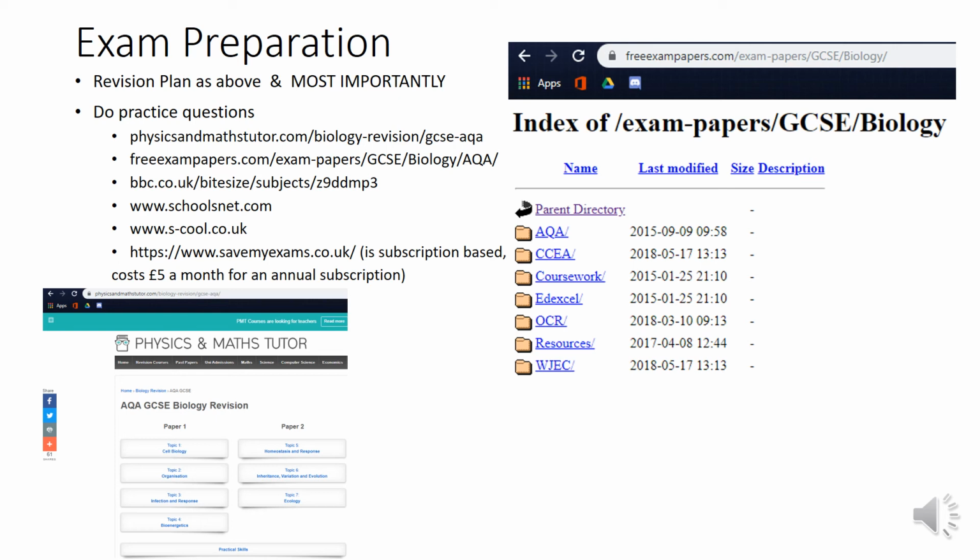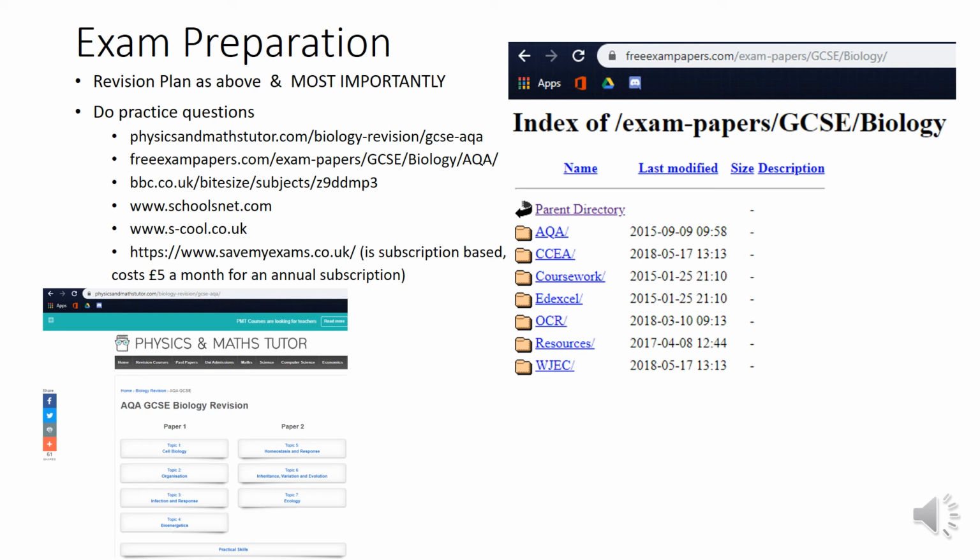Another amazing website is Physics and Maths Tutor, which, despite the name, covers all the sciences and other subjects for different exam boards. So pictured at the bottom is AQA Biology, however Physics and Maths Tutor also goes through Edexcel and OCR. Another resource, which is a paid-for subscription but is also very useful, is called Save My Exams.